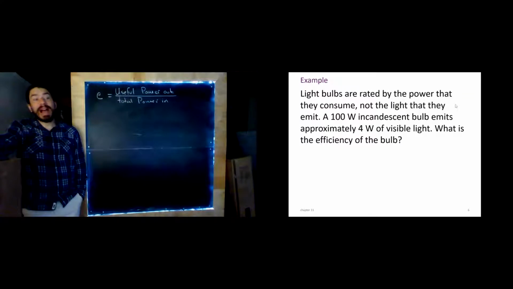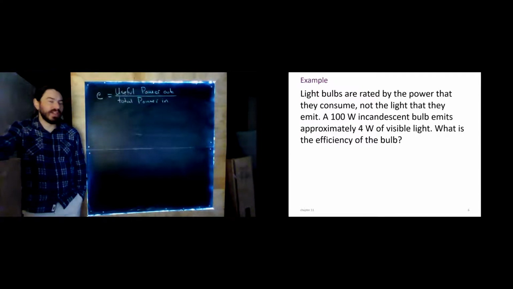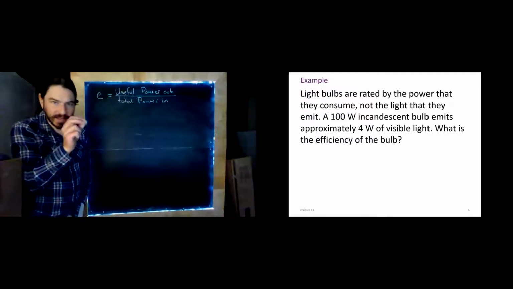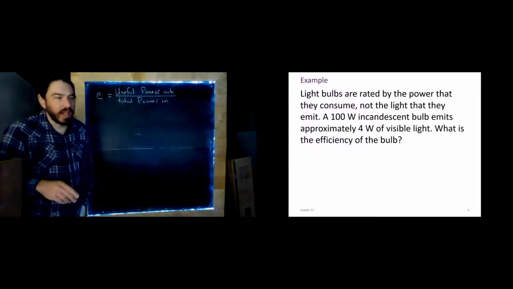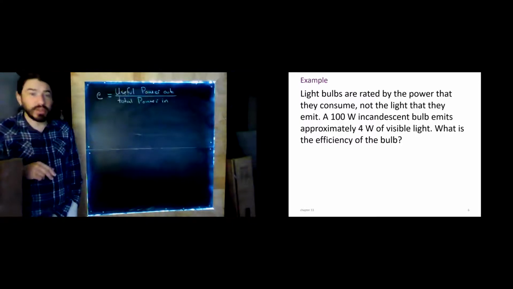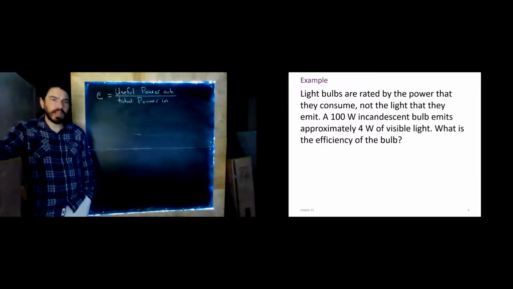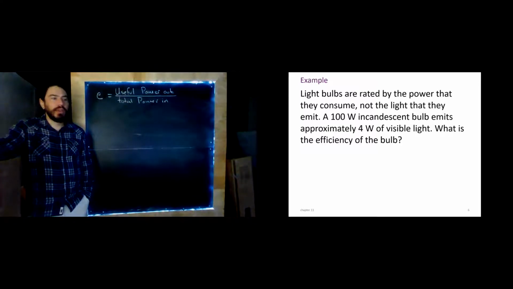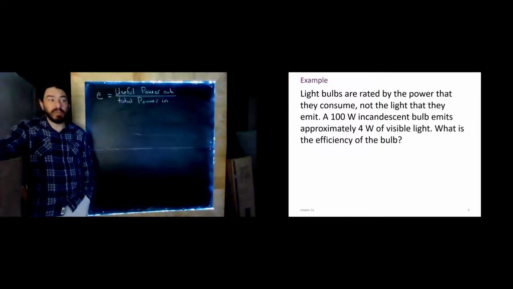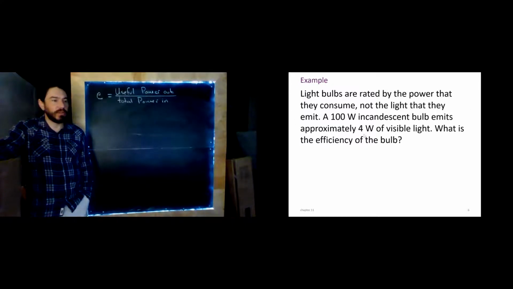Light bulbs are rated by the power they consume, not the light they emit. So a 100-watt incandescent light bulb emits approximately 4 watts of visible light. What is the efficiency of the bulb? For those of you that may not know, an incandescent light bulb is the old-fashioned type of light bulb with a little coil of wire inside. That coil of wire is very thin and it glows red hot, and that's what produces the light. So what's the efficiency of that type of bulb? And these are typical numbers.